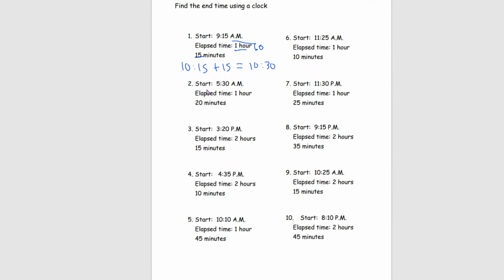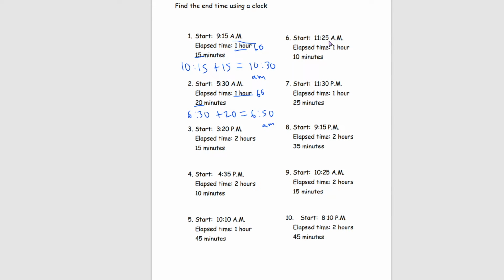We can do the same for number 2, as the elapsed time is 1 hour and 20 minutes. So let's add 60 minutes to 5:30, which gets us 6:30. And we can add 20 more minutes to it, which gets us 6:50 a.m. Well, let me add a.m. to this one too. For number 6, it's also the same thing.